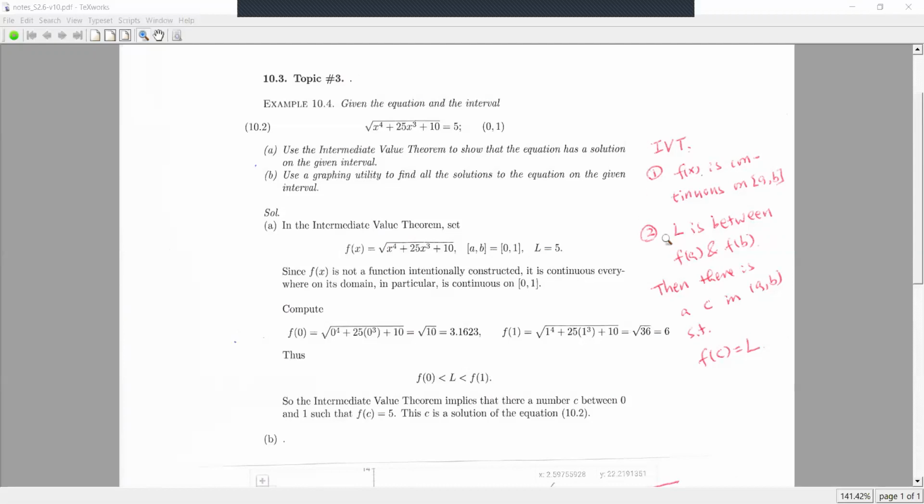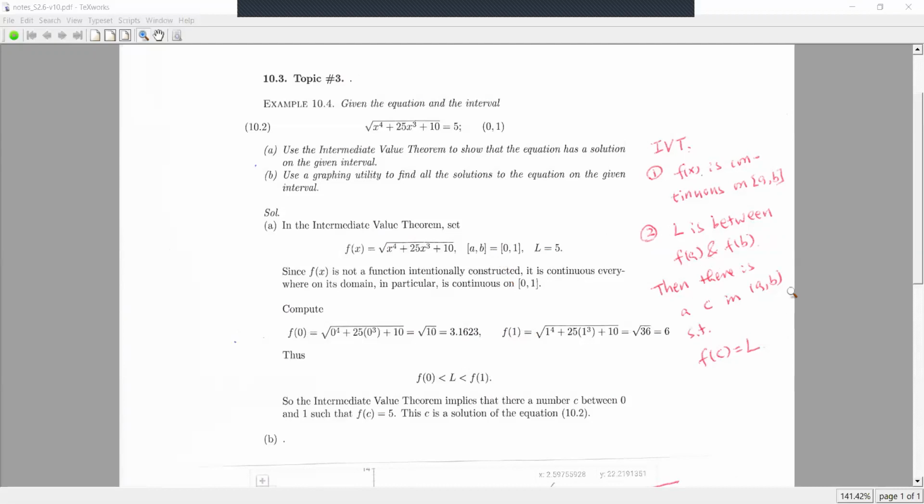Now, condition 2. Compute function values at the two endpoints of this interval. Function value at 0 is this number. Function value at 1 is 6. L is 5, so L is between function value at the left endpoint of the interval and function value at the right endpoint of this interval. So condition 2 of IVT is satisfied.